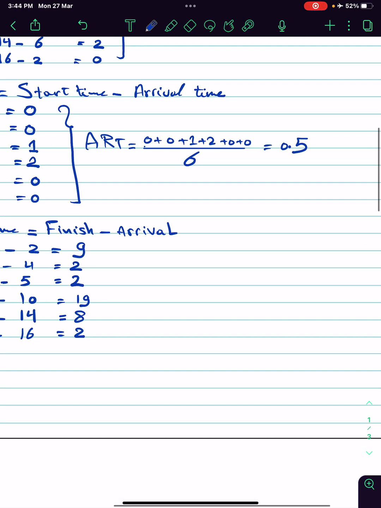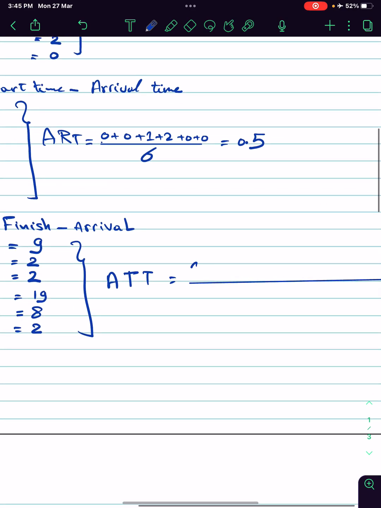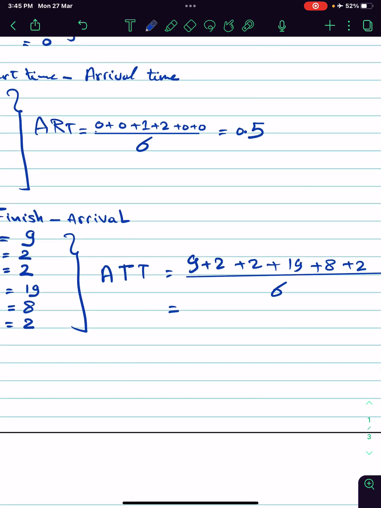Okay, so this means the average turnaround time is here. You have 9 plus 2 plus 2 plus 19 plus 8 plus 2 divided by 6. So here is going to be 10, 29, and with 11, that would be 40, 42 divided by 6, that would be a 7.